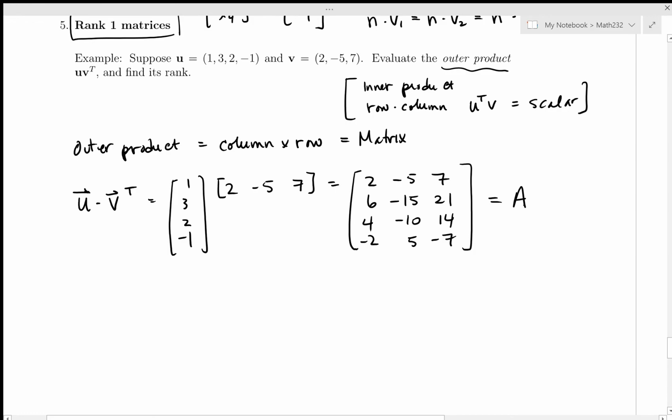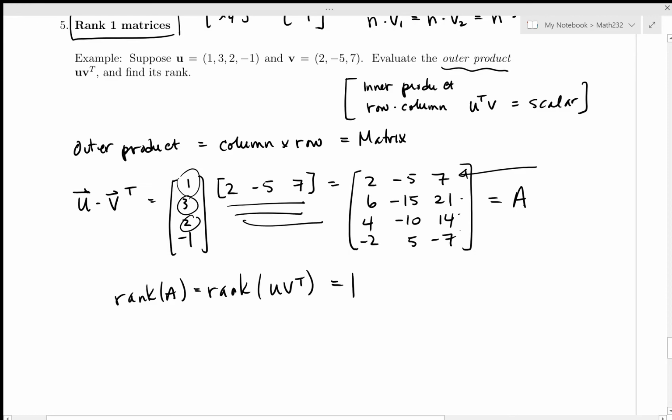The rank of A, the rank of U V transpose, is always going to be 1 when it comes up like this, because each row is a scalar multiple of, say, the first row. I can take a look at that first row, and I can see that all of the other rows, by the way this thing was formed, I took 1 times this, and then I took 3 times this, then 2 times this. So they're clearly going to be scalar multiples of each other.